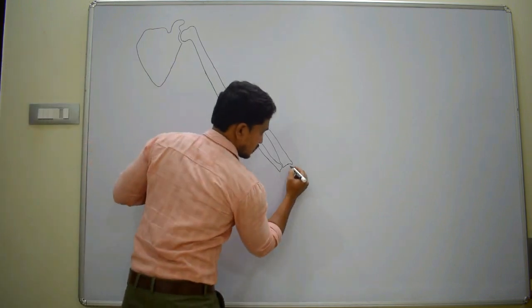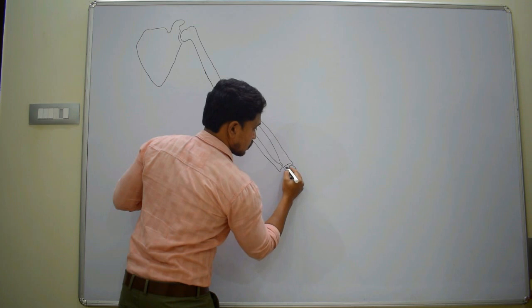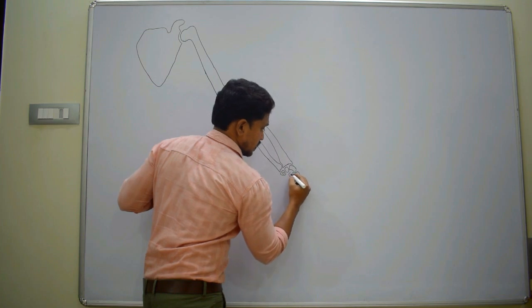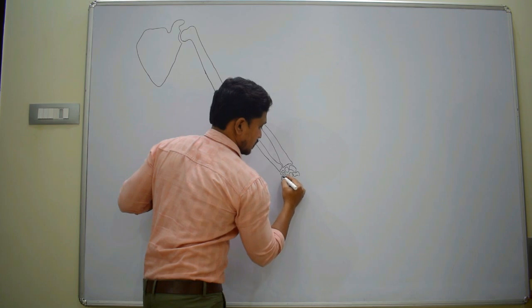And if you observe here, here scaphoid, here lunate, here triquetral, and here pisiform bone. This is the trapezium, trapezoid, capitate, hamate. Hamate contains the hook of the hamate.